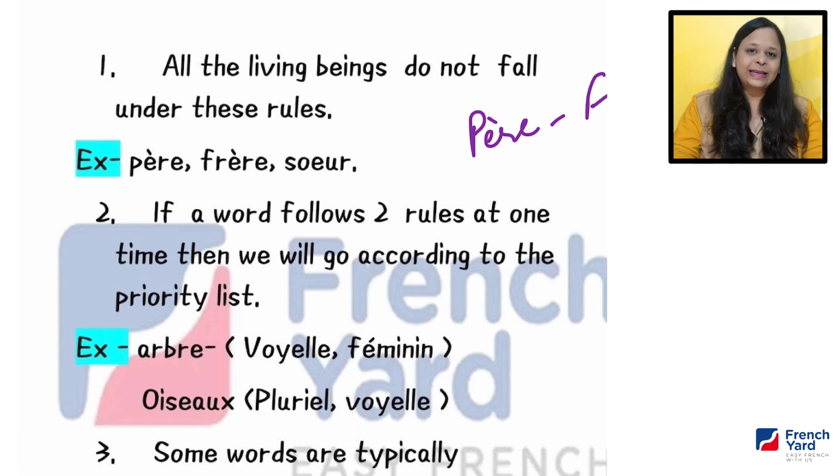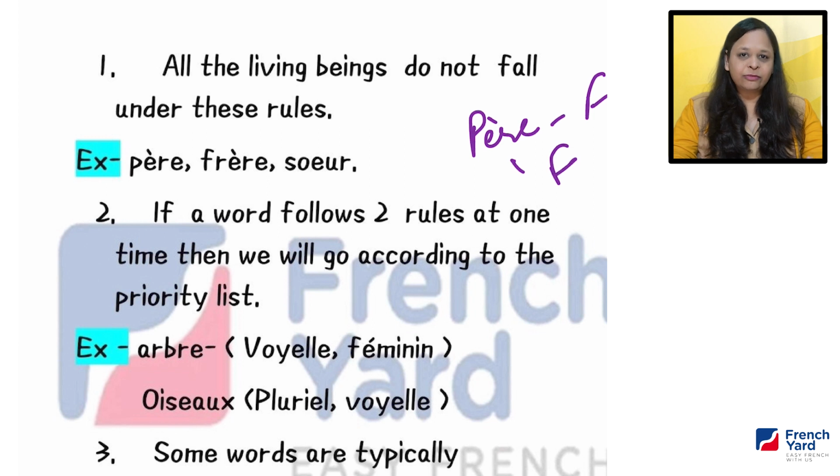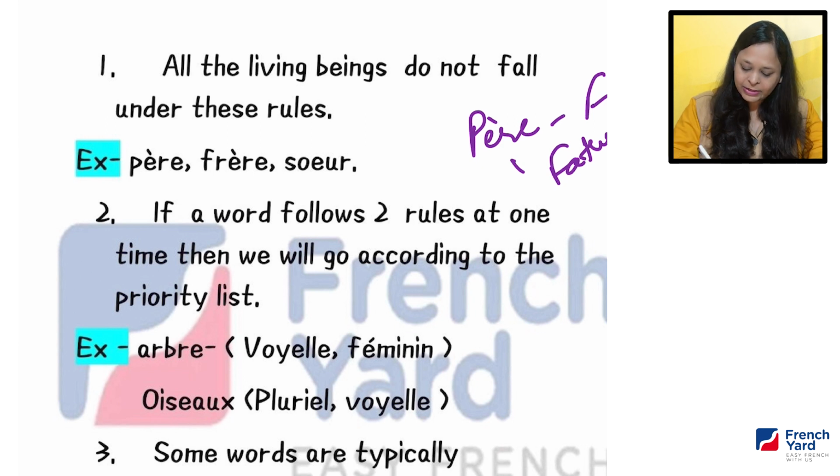Now, because this word ends in E, that doesn't mean that I am going to put this word in the female category, even though according to the rule, if the last alphabet is E, it has to be female. But that's not true. We know that père is father and father is a male person. Same as the word frère. Although frère ends with E, that doesn't mean it is a female word. It means brother. Brother is a male person.